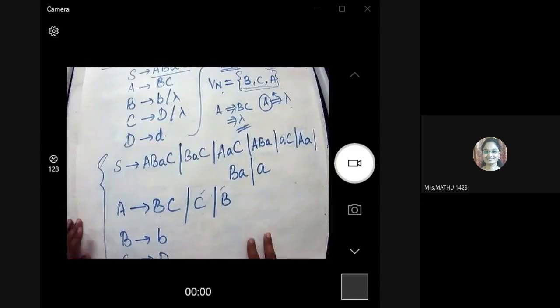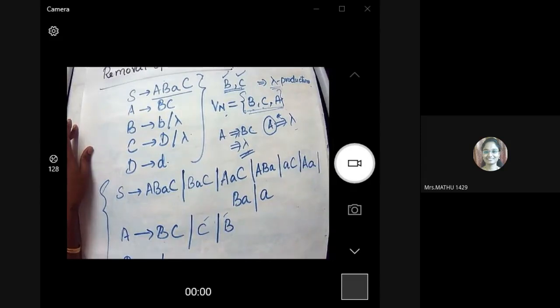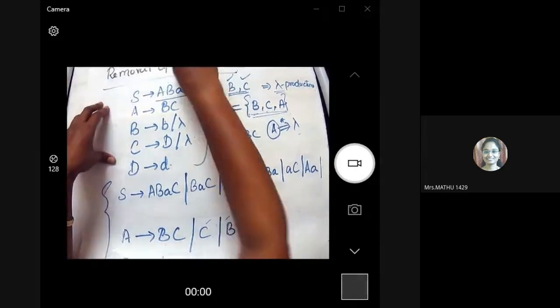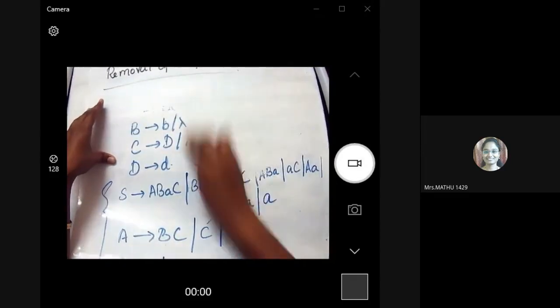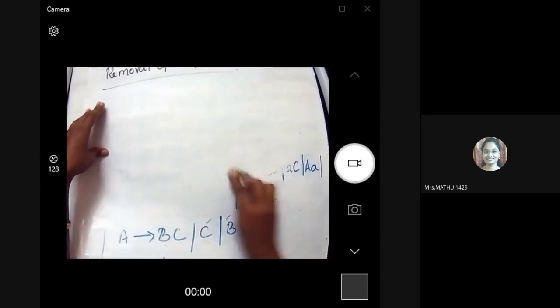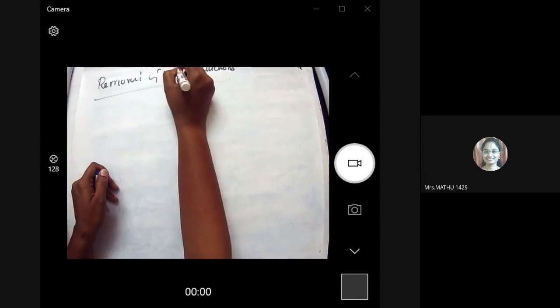So now we'll move on to the next transformation, that is unit production. Removal of unit production. I hope you are all taking it down in your notebook. Kindly take it down in your notebook. That will be very helpful in your examination. So the next one is removal of unit production.